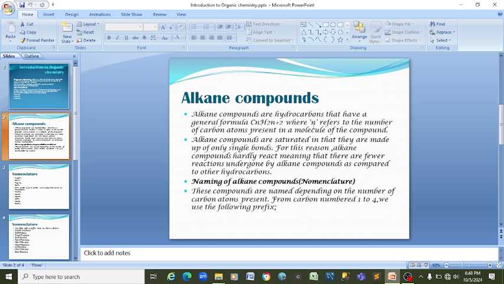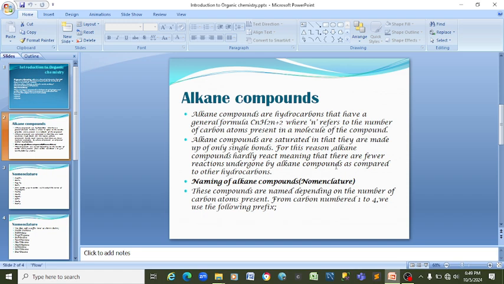The alkane compounds are saturated, and when I say they are saturated, it means that they are made up of only single bonds, meaning that they are hardly reacting. And when I say they are hardly reacting, it means that yes, they can react, but there are fewer reactions that can be undergone by these alkane compounds as compared to other hydrocarbons.